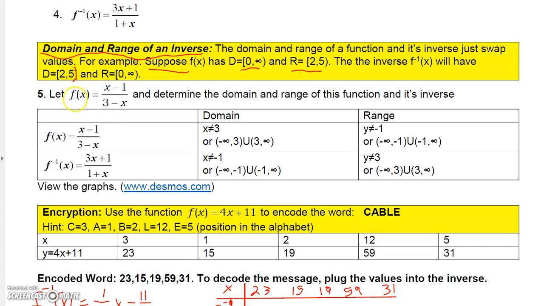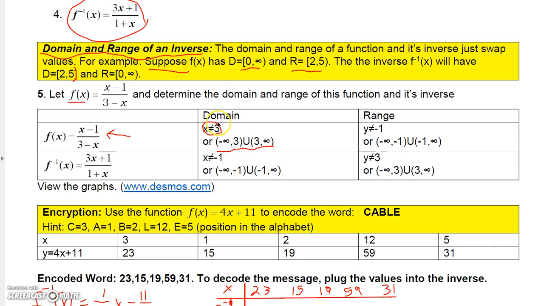Now, remember a while ago we found the inverse of this function and we determined that it was this function up here. So let's put these two functions in a little table here. Now, it's easy to determine the domain of this function. Since 3 would make the denominator 0, we know that x cannot equal 3. In interval notation, that means we go negative infinity to 3, union 3 to infinity.